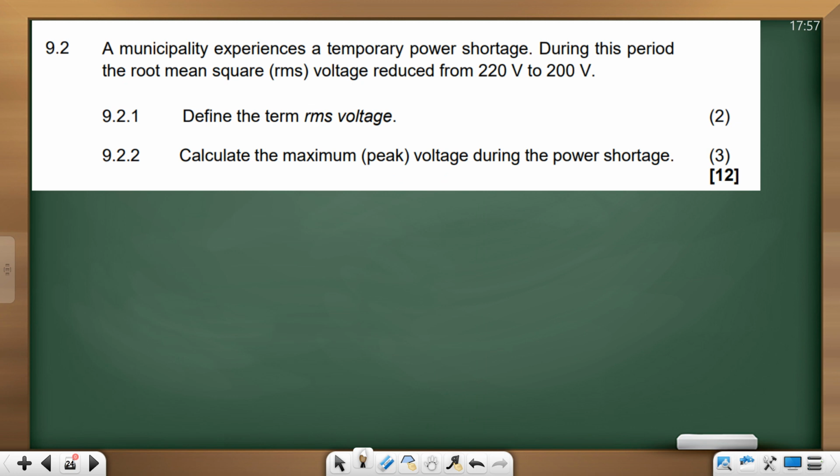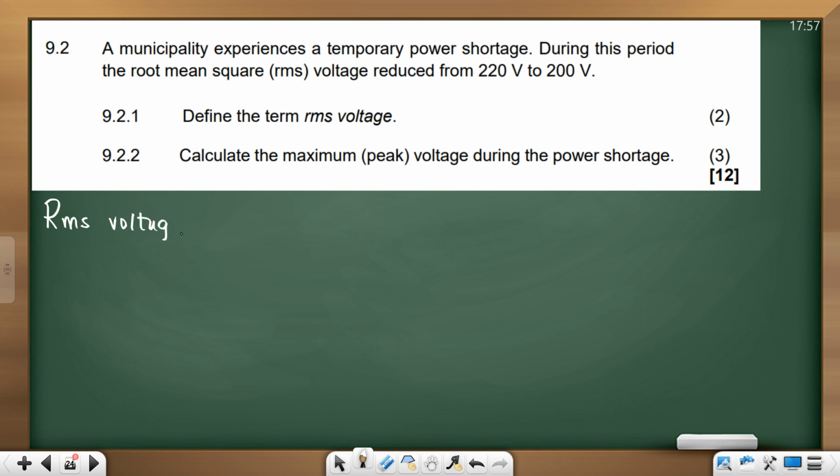Awesome. Some easy 5 marks now. A municipality experienced a temporary power shortage. During this period, the root mean square. We must be able to define this. I don't know why learners forget this definition, though. It is one definition that learners always forget. I'll repeat what I defined the last time.